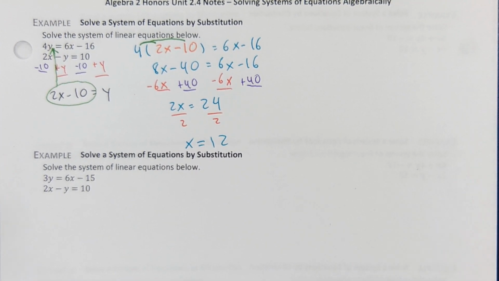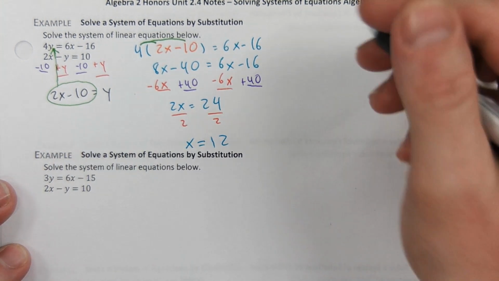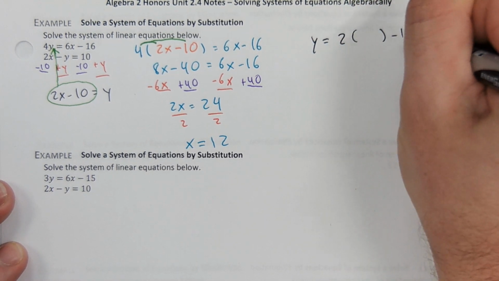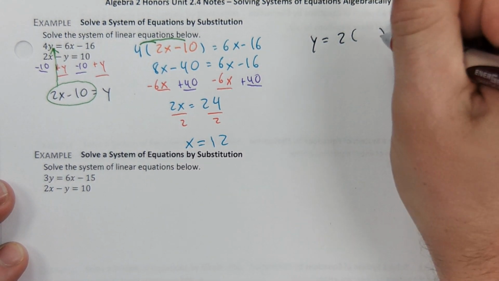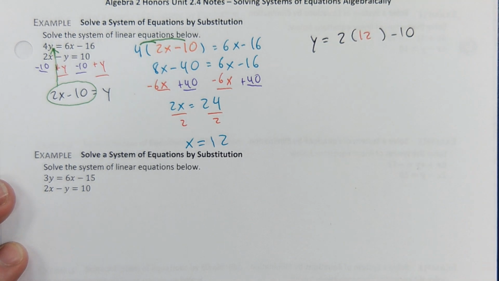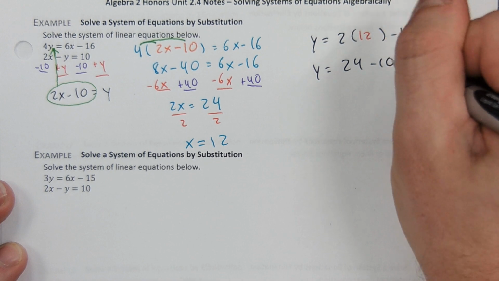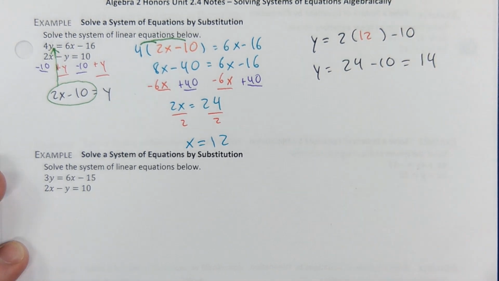Anyway, eventually I'm going to plug x equals 12 into this equation right here. So y equals 2 times whatever x is, minus 10. What is it? 12. Yeah. So y is 24 minus 10, which is 14.